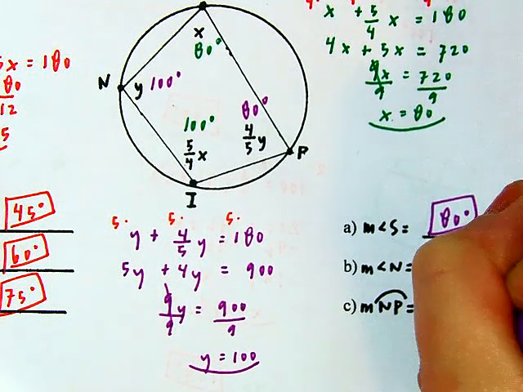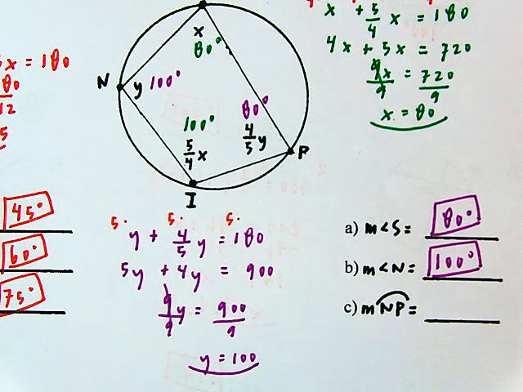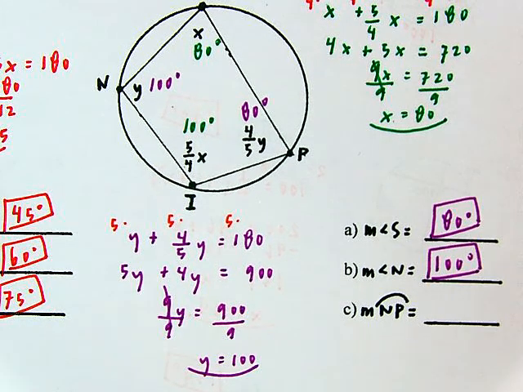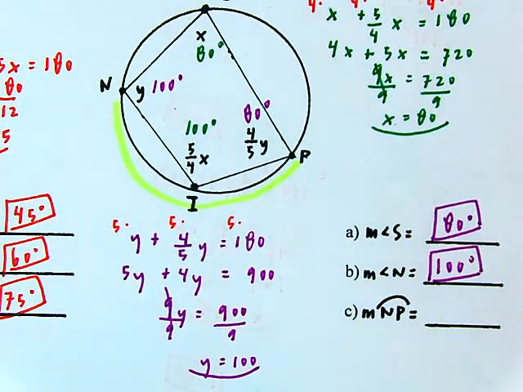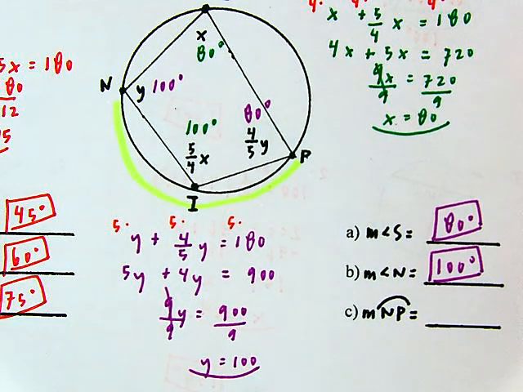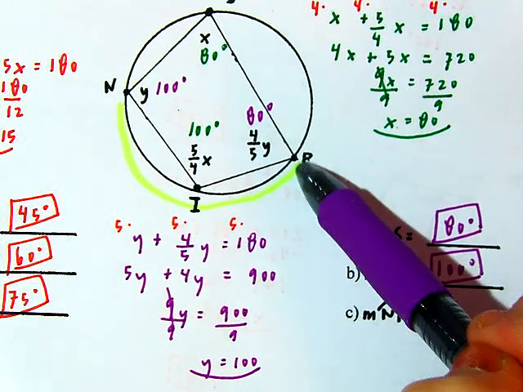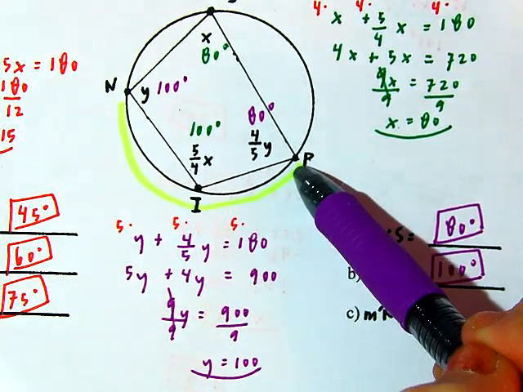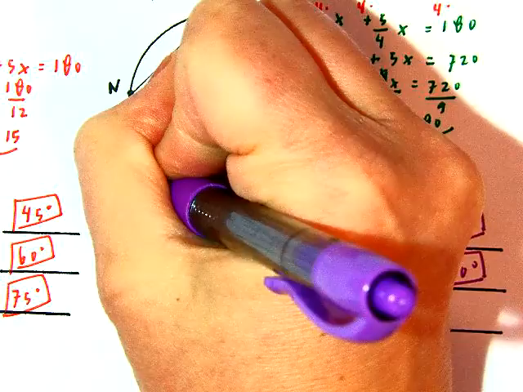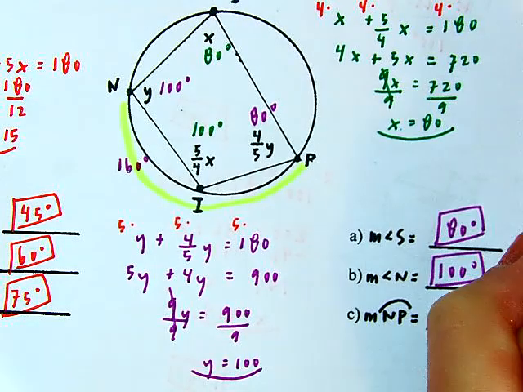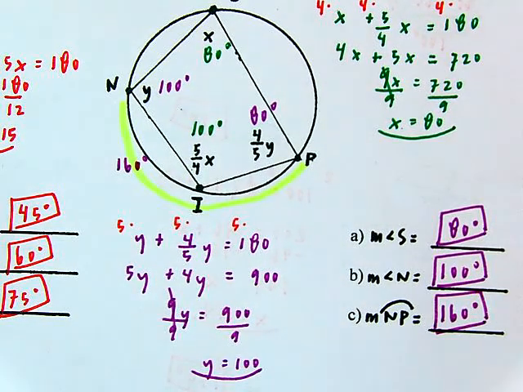That part's easy. But now I want NP. If I want NP, I'm using the notation that says minor arc. So I'm reading it the shorter pathway from N to P like that. If I take the angle right here, the inscribed angle, trace it over like that, I know that the arc has to be double 80. So I'm going to get 160 for this minor arc. Again, it has to be a minor arc because of the two-letter notation, which means it's less than half of the circle.